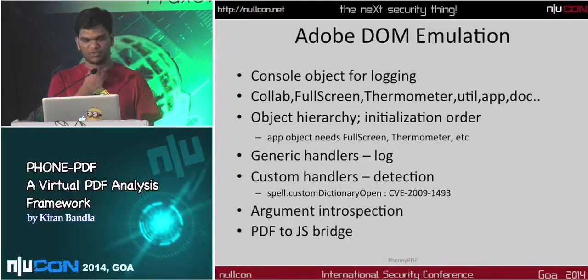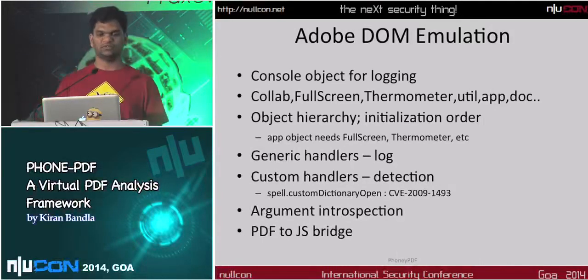This probably is the most important thing and probably the most unique thing in Phony PDF compared to other tools. It has a full DOM emulation, in the sense that it has a console object that's used for logging. So from inside a JavaScript snippet, if you say console.log of a message, that message actually gets bubbled all the way up into the Python framework. And that's one of the first things that are bootstrapped when the context is created.